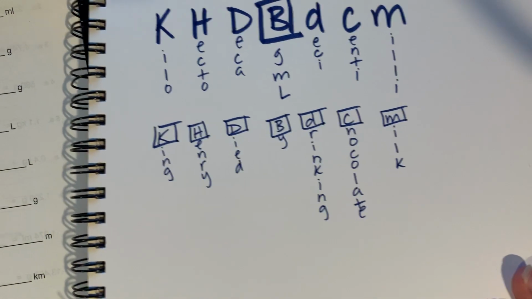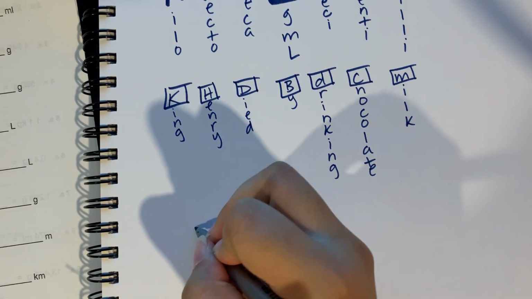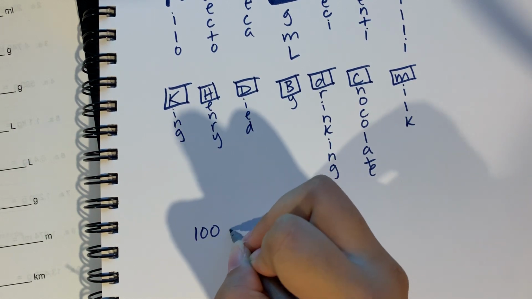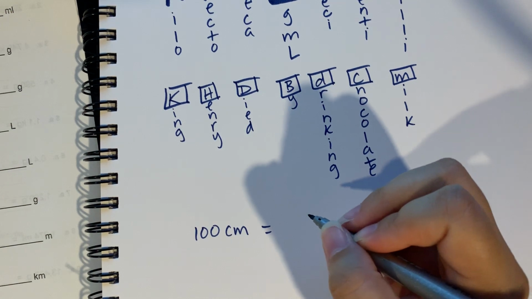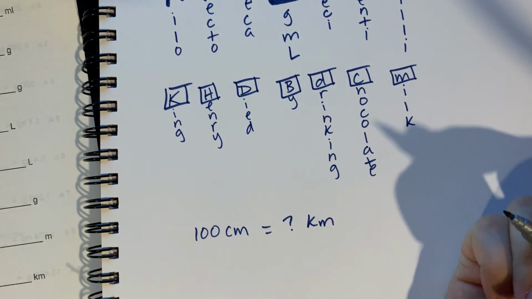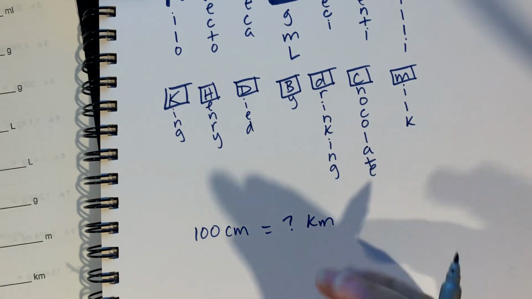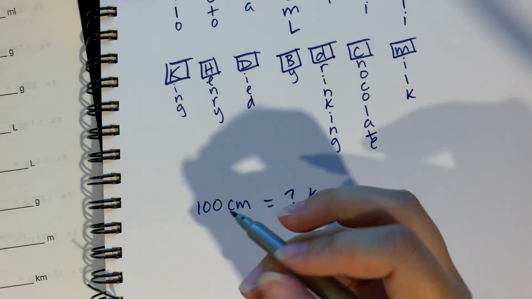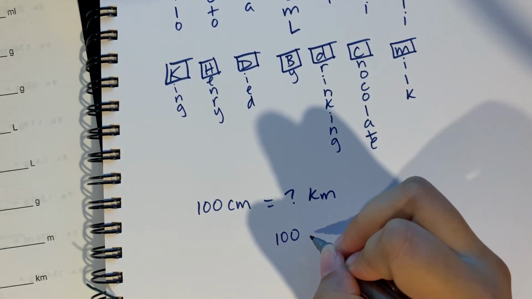With that being said, if I tell you that you have 100 centimeters and I want you to convert it to kilometers, how would you do that? To start off, your number is 100 centimeters.